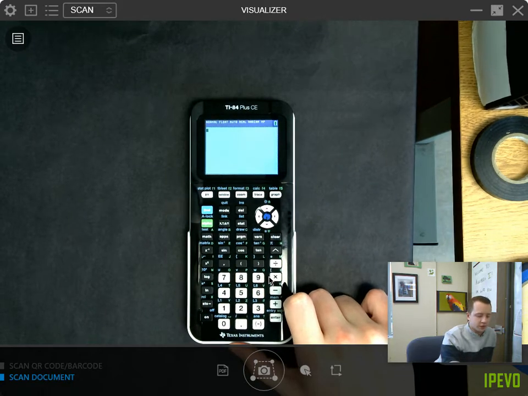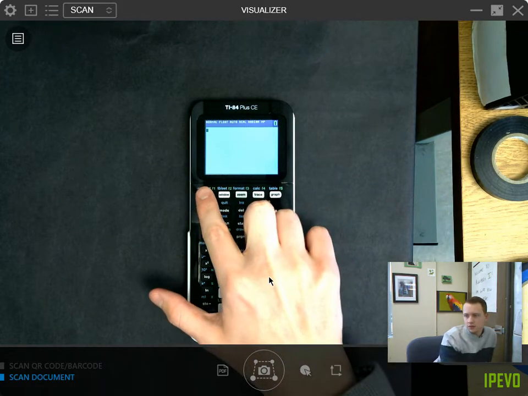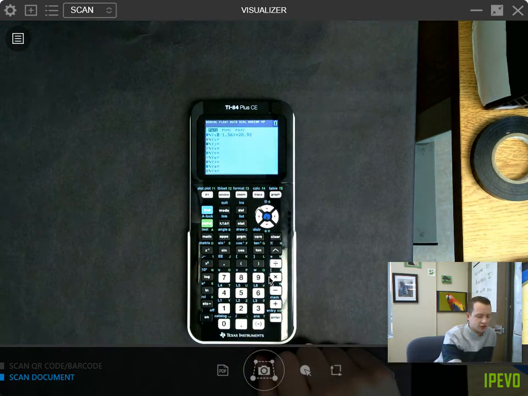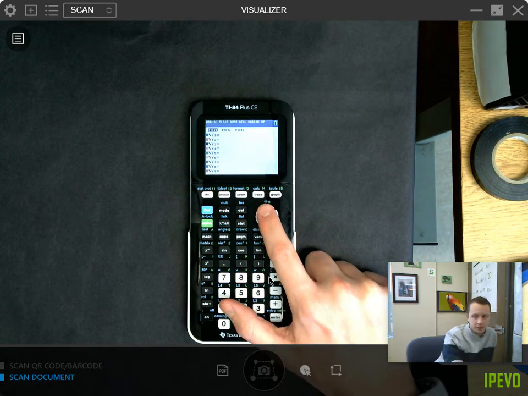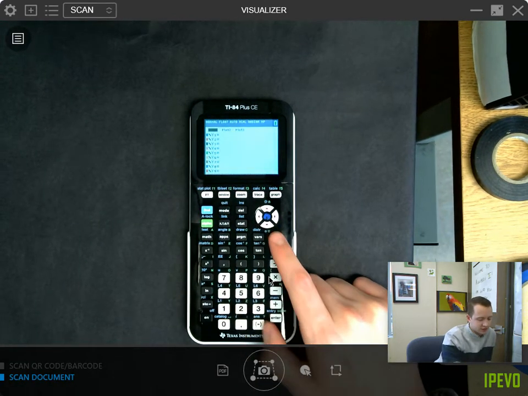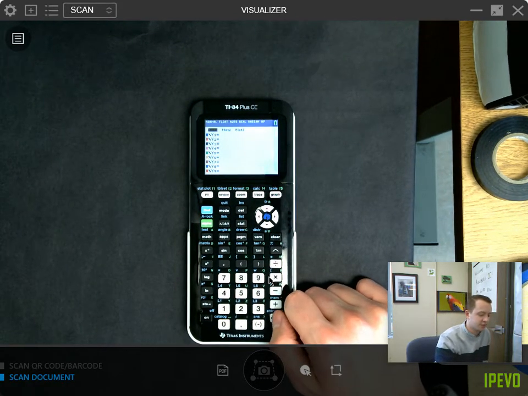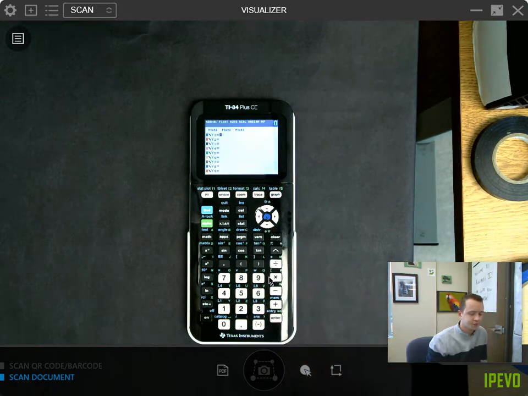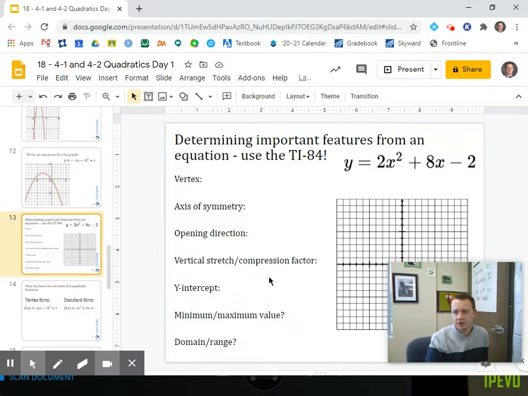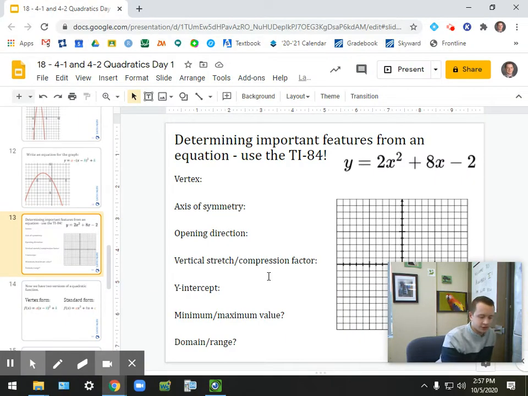I'm going to start by going to y equals, and then I'm going to clear everything out here. I don't want the plots on because that's going to put dots on the graph. That might be in my stat plots. I don't know. It might be from the last thing that I did with my graphing calculator. So I'm going to hit enter to turn that off. Remember, what I'm trying to graph is this one. So I'm going to type that in. 2x squared plus 8x minus 2.